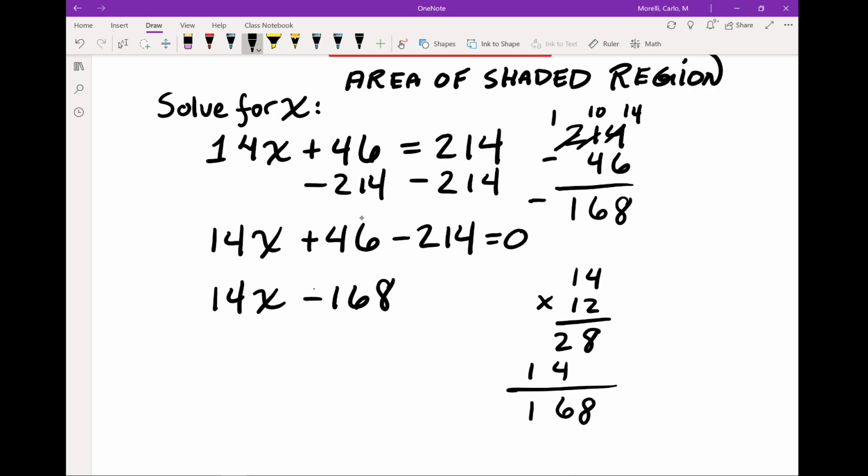So this is a difference of squares. So here's what we can do. Look, we can factor out of these two. We can factor out a 14, because they have that as a common factor. So I'm going to write 14, open parentheses, and then put x minus 12. It's amazing.